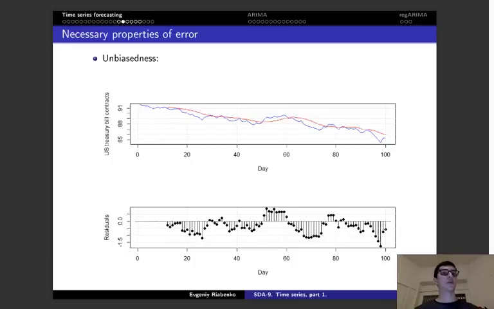Okay, and so we have some requirements for these residuals. Some necessary properties of these errors are unbiasedness. We expect these residuals to be close to zero. This graph shows some time series and a simple prediction using moving average. In this case, residuals are slightly more often negative than positive, and this is actually not a good property. We would like residuals to be spread near zero, and we can test it with the Student t-test.